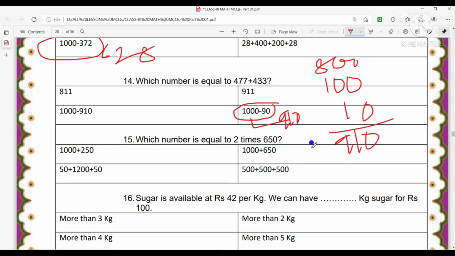Okay. This one. Then which number is equal to 2 times 650? 650 into 2. That will be 1300. Right. 650 ka double, 1300. So where is 1300? This one. 1200 plus 50 plus 50. This will be 1300.